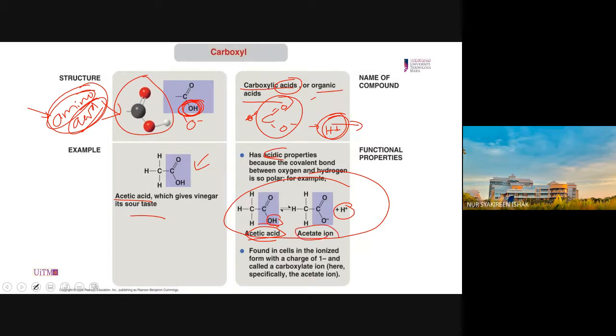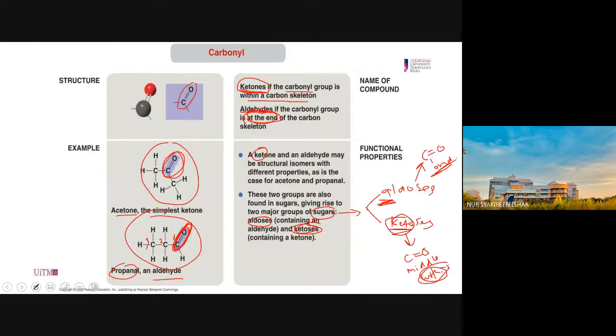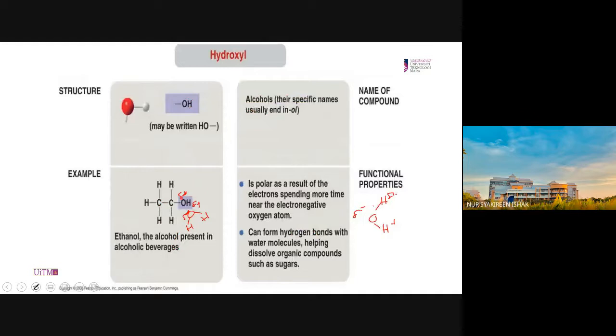So from acetic acid, which has no charge, when it is ionized, it becomes negatively charged. Again, as a carboxyl group, it is polar. If you look at the carboxyl group, it is polar. This one, if I'm not mistaken, is also polar, because oxygen is more electronegative. This one is polar, obviously.